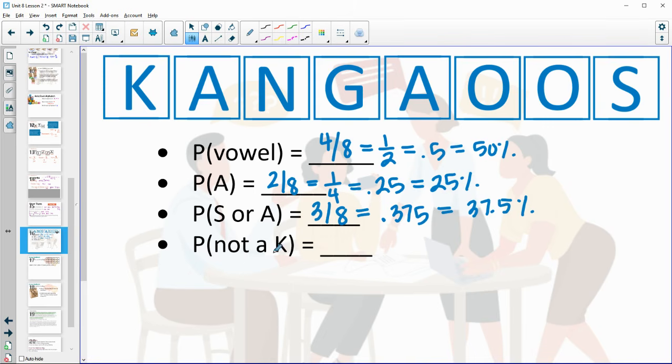What's the probability that it is not a K? Well, there's 1 K up here. So there are 7 other letters that are not Ks. And 7 out of 8 does not simplify. The decimal version would be 0.875, which is an 87.5% chance that you would select not a K.